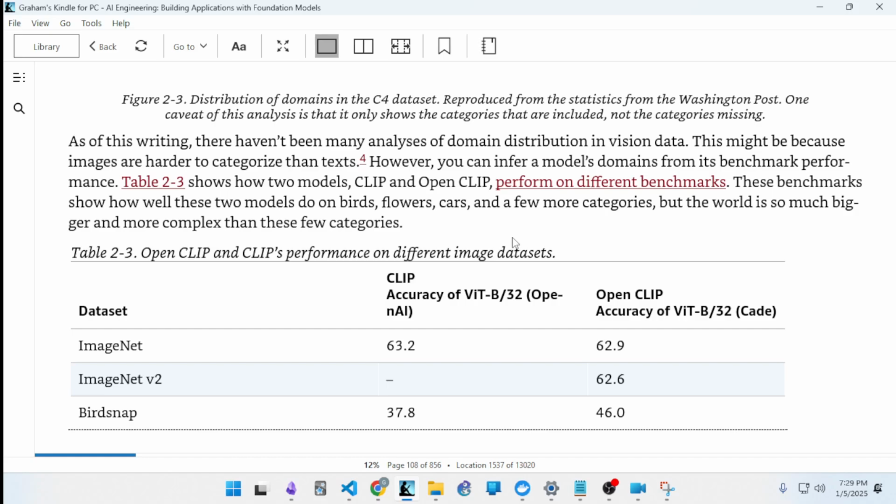read forward. As of this writing, there haven't been many analyses of domain distribution in vision data. This might be because images are harder to categorize than texts. However, you can infer a model's domains from its benchmark performance. Table 2-3 shows how two models, Clip and OpenClip, perform on different benchmarks. These benchmarks show how well these two models do on birds, flowers, cars, and a few more categories. But the world is so much bigger and more complex than these few categories. So table 2-3, OpenClip and Clip's performance on different image data sets. So data set, we've got ImageNet, ImageNet v4, BirdSnap. So, okay.